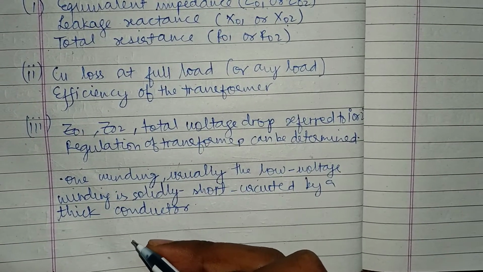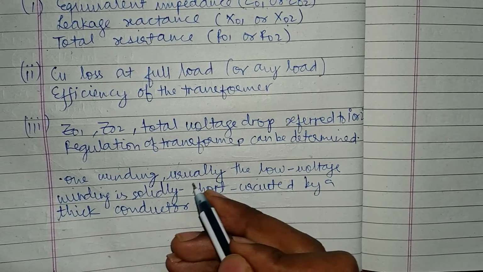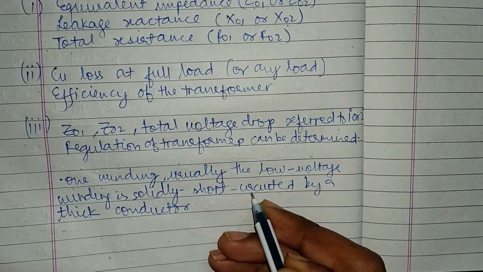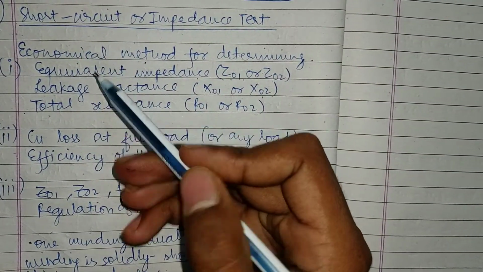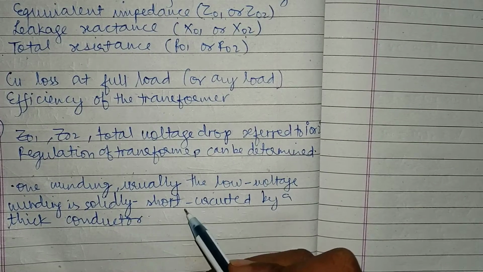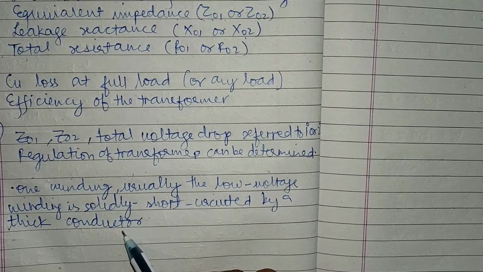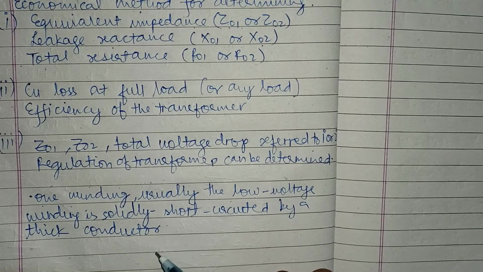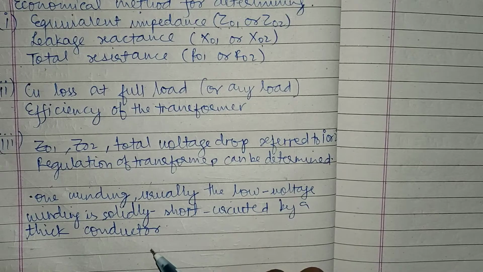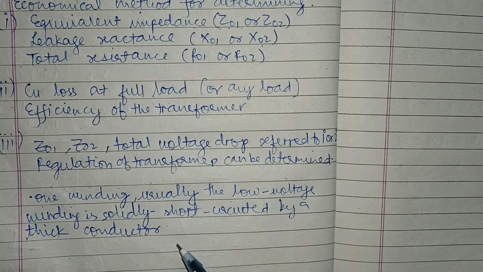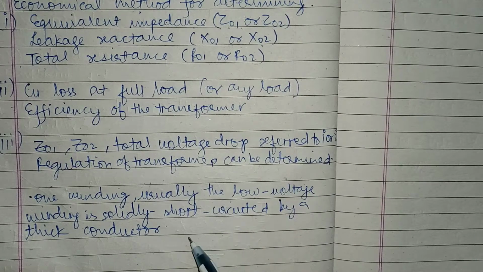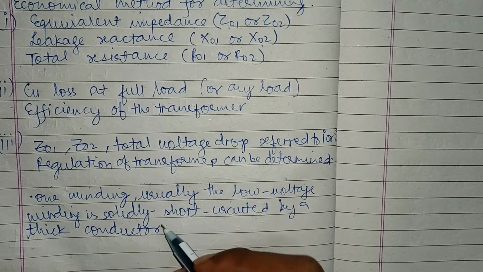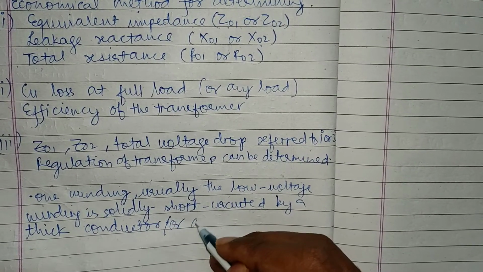Now what we do in this test is that one winding, usually the low voltage winding, is solidly short circuited. So here we have studied what the short circuit test is, as the name suggests. The low voltage winding is solidly short circuited by a thick conductor or an ammeter. We can also use an ammeter for the purpose. Why an ammeter? Because an ammeter is connected in series. You have studied in your 10+2 that an ammeter has a very thick conductor to maintain the resistance, so that's why an ammeter can serve the purpose here.